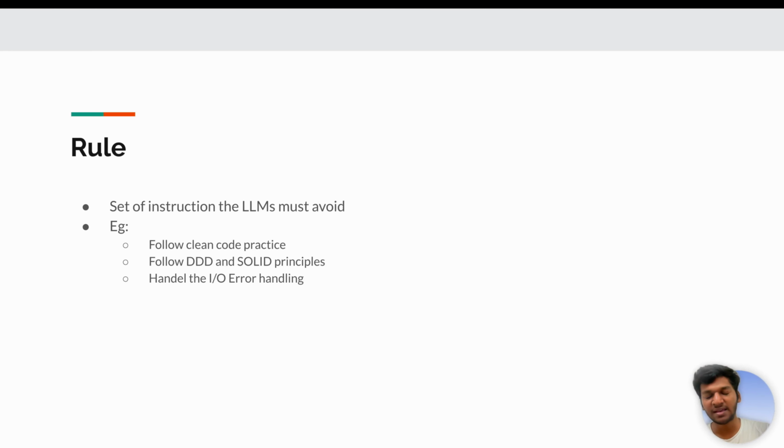Examples are like: follow clean code practice, follow DDD, domain driven development, and SOLID principles. And you must also handle IO error handling. So it must be able to follow various industry level coding practices, so that industry level code will be given as an output.